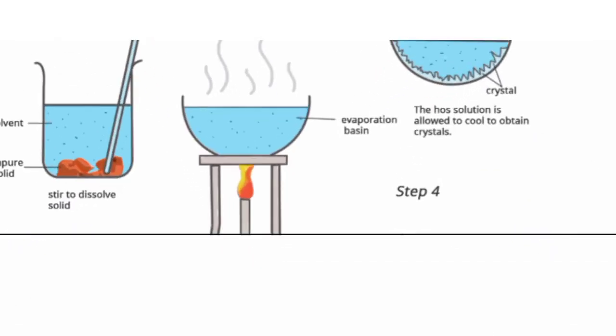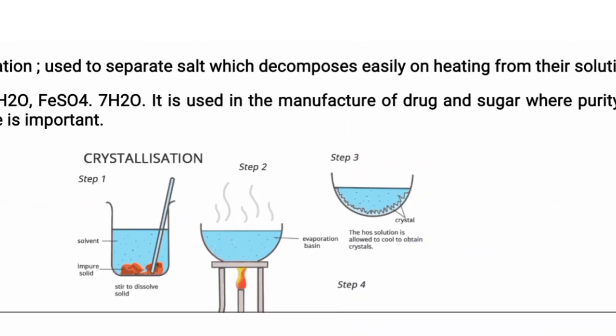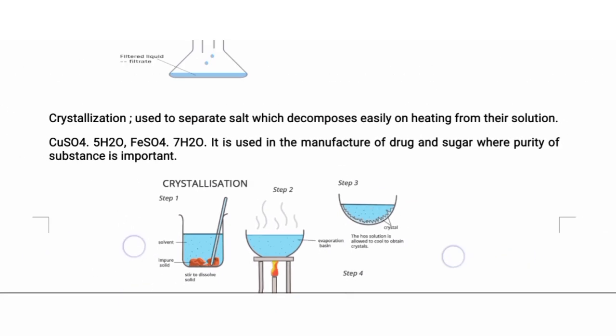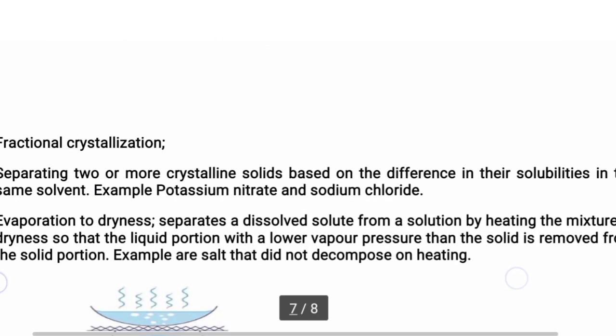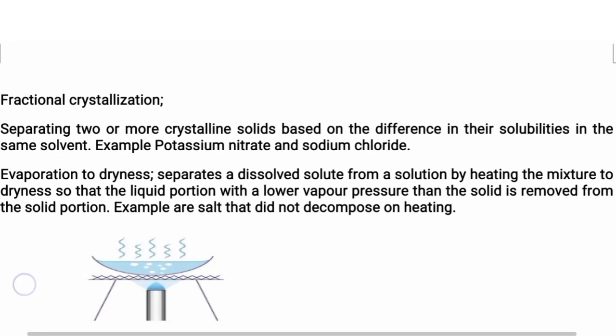Then you can see the crystals. As they cool down after being heated, the crystals are formed. Next one is fractional crystallization. It separates two or more crystalline solids based on their difference in solubility in the same solvent. Example is potassium nitrate and sodium chloride. So we use it to separate solids that have different solubilities.